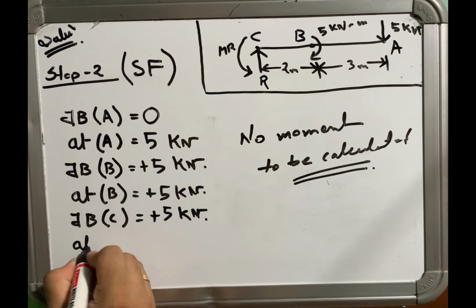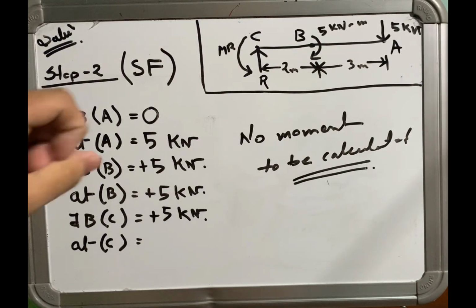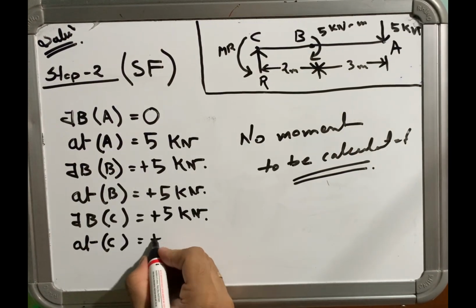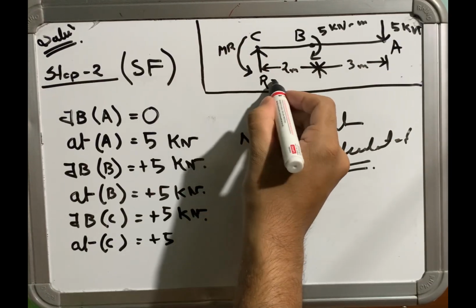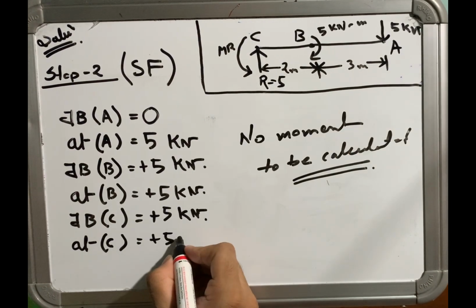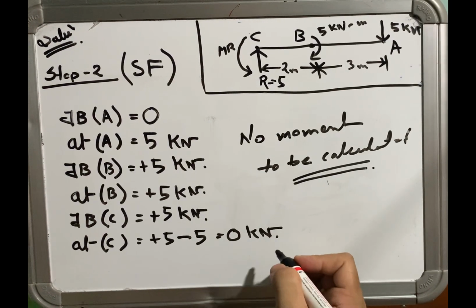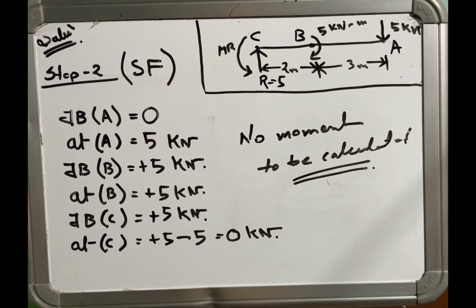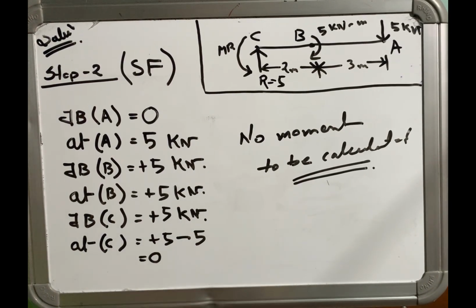So at C we have the force, means as a reaction we have force. We already found that reaction is 5. It is upward direction, that's why it will be minus. We already know R is 5. So plus 5 minus 5, which is 0 kilonewton. So we got this shear force calculation. All the shear force values we have now.